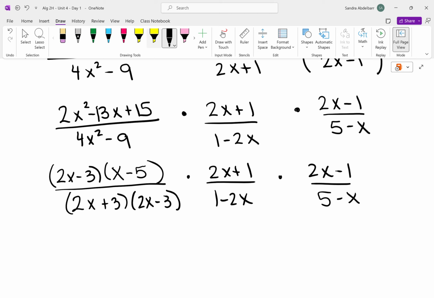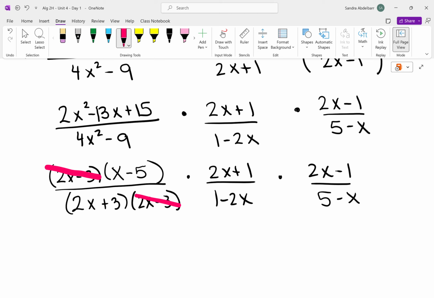Then 2x plus 1 over 1 minus 2x and 2x minus 1 over 5 minus x. What's wrong, Philip? The 1 for the 13? I was trying to figure out what I meant. We didn't do much. We just factored the first fraction. Are you okay? Yeah. Okay, can I start simplifying?